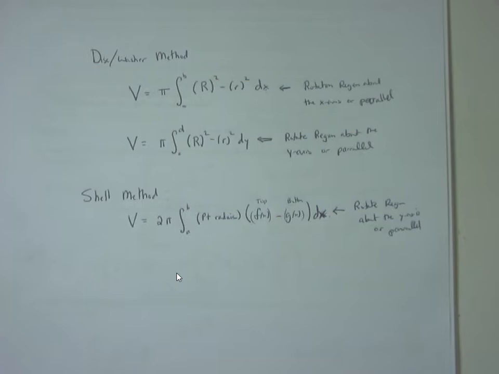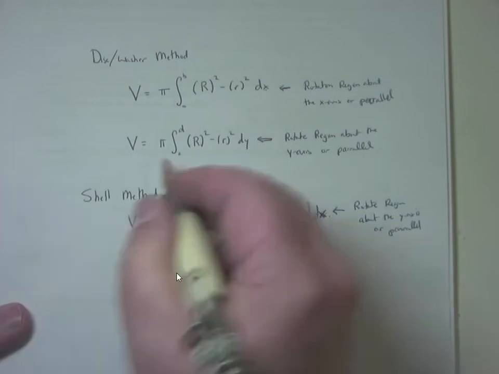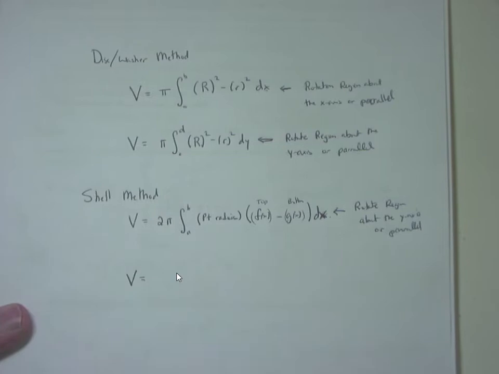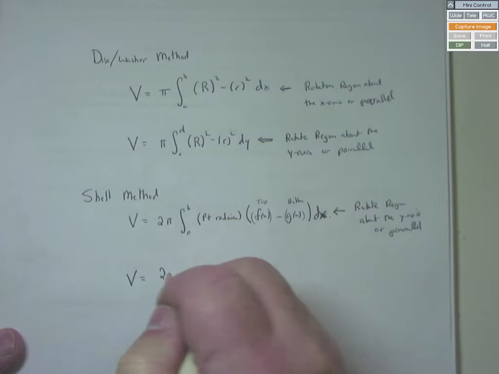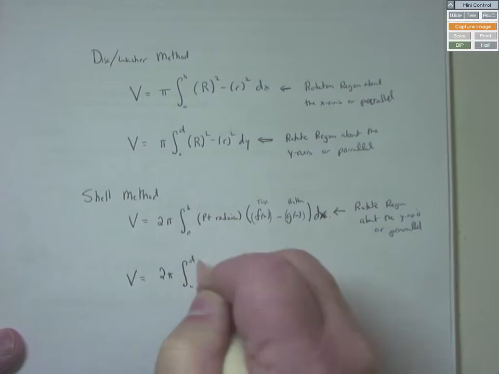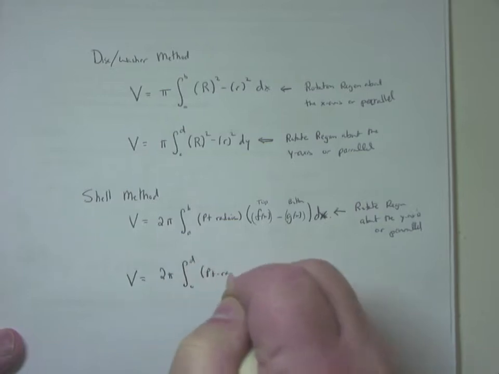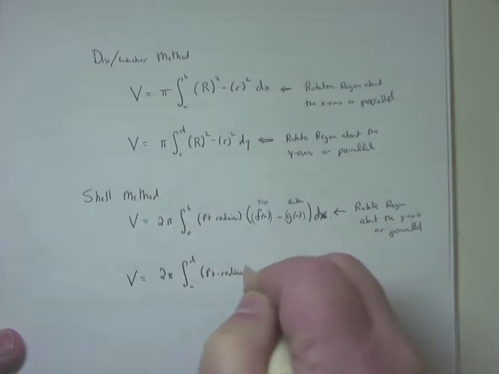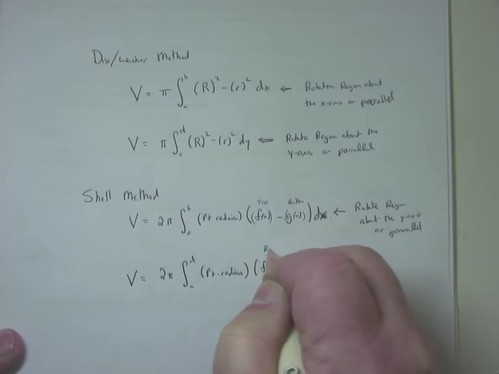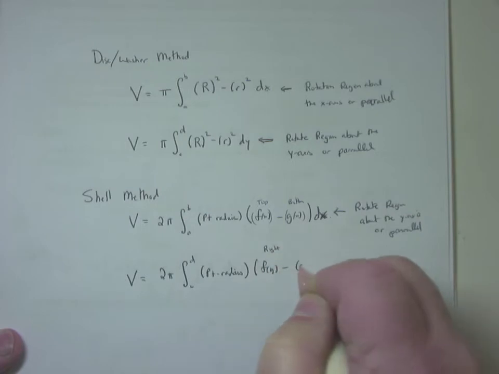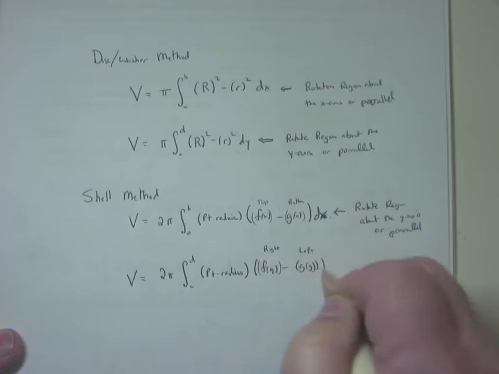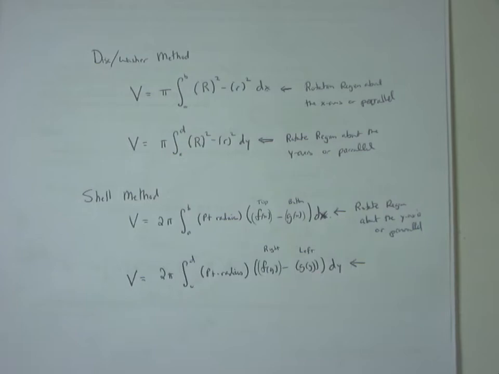Because there are lots of equations out there that I can give you that you can't solve for x in terms of y. And then, of course, there's this formula here, which we haven't actually discussed yet, but you need to know it. It's 2 pi times the integral from c to d of the point radius times f of y right minus g of y left. This will be dy.